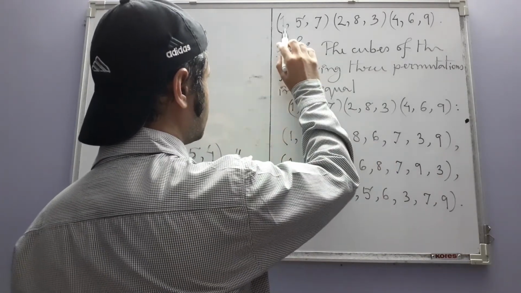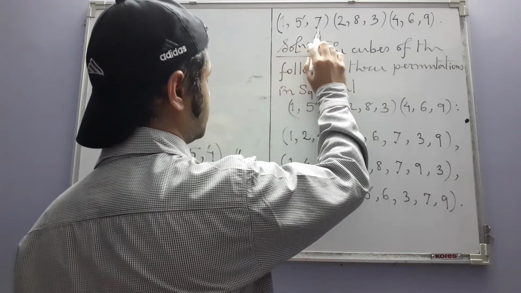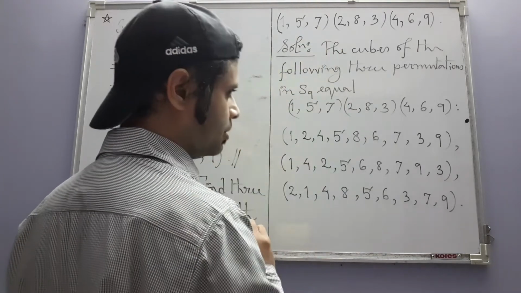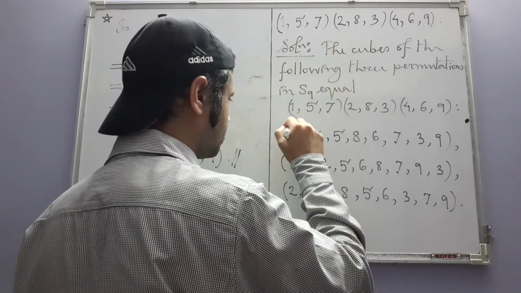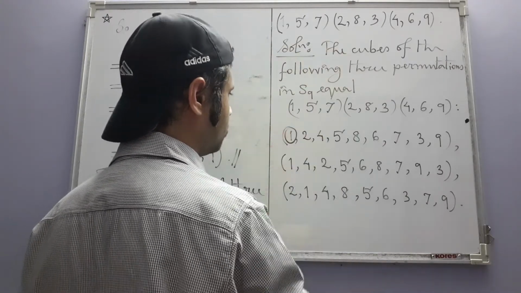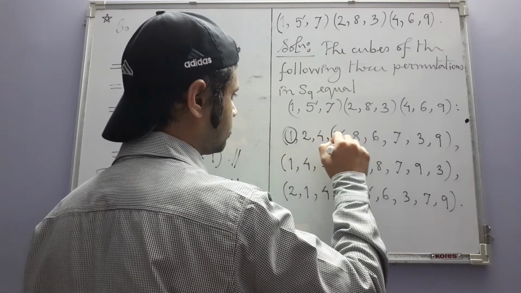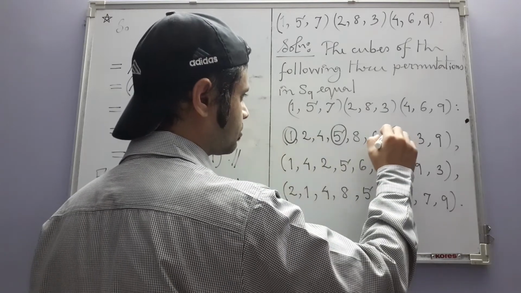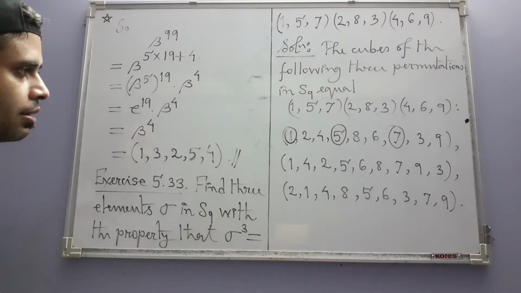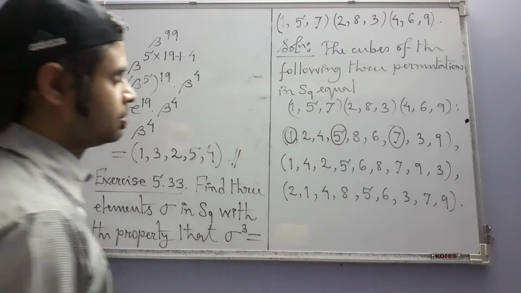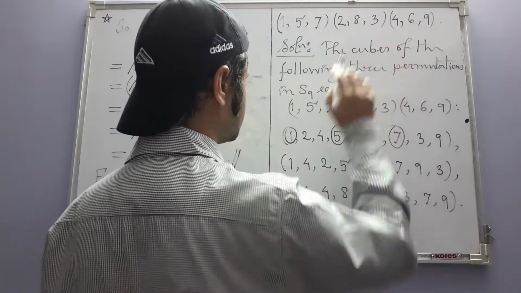So let's circle these ones belonging to the first 3 cycles: 1, 5, 7, and let us put a bar over these ones: 2, 8 and 3.